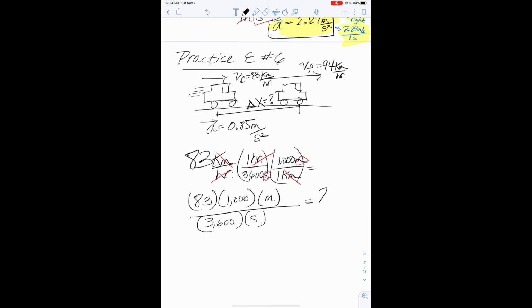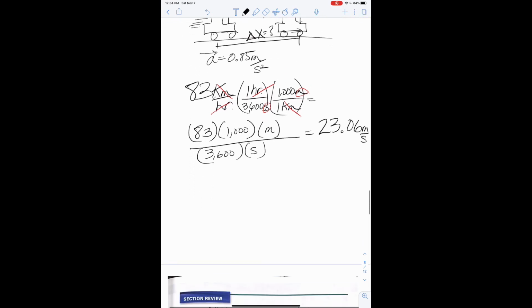23.06. And that's going to be meters per second. All right, so now we can do the same exact thing for the other one, right? So once again, what was the other one? 94, I think.